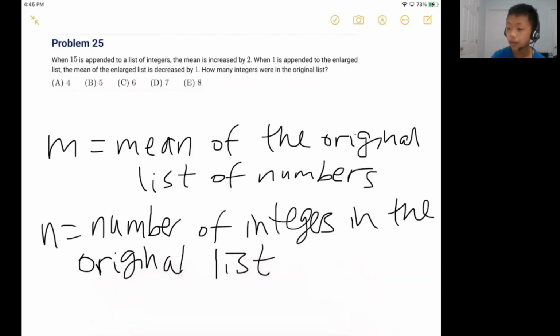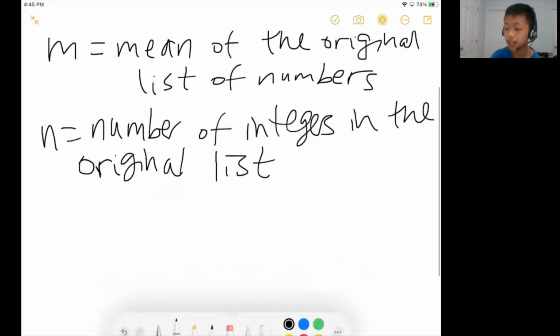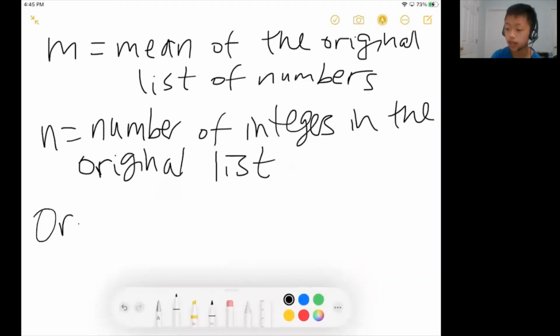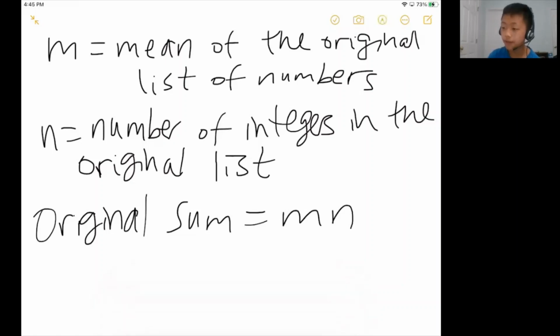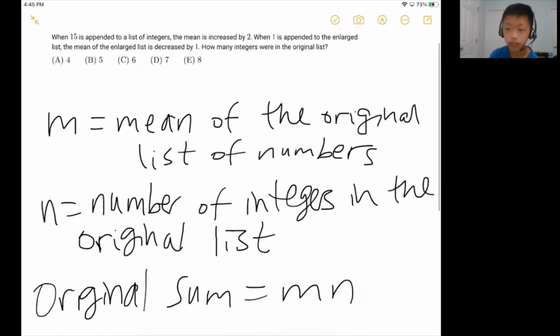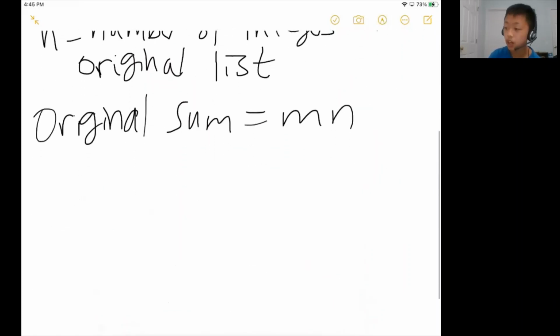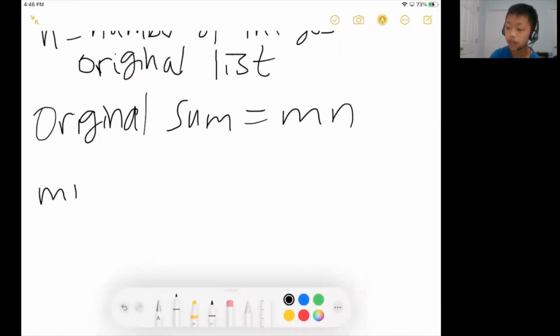So we're given that 15 is appended to a list of integers, and the mean is increased by 2. Originally, if the mean of the numbers is M and there are N numbers in the list, then by definition the original sum of the numbers is going to be M times N. If we append 15 to the list, the original sum increases by 15, so the new sum is going to be Mn plus 15.